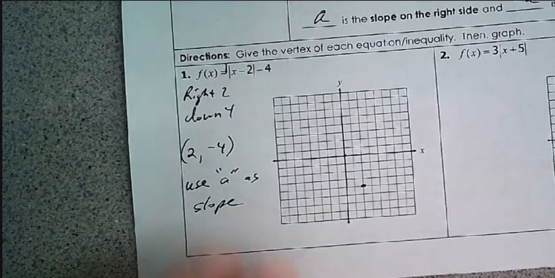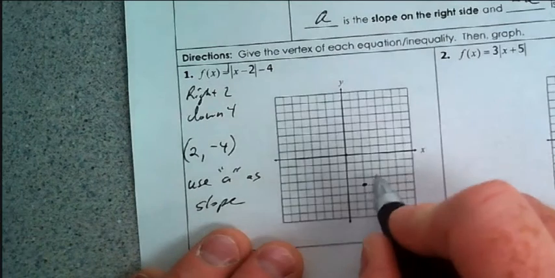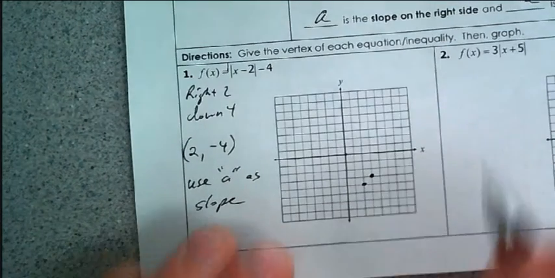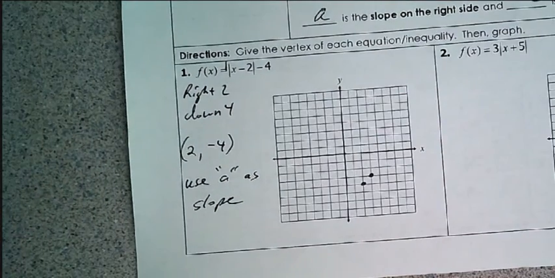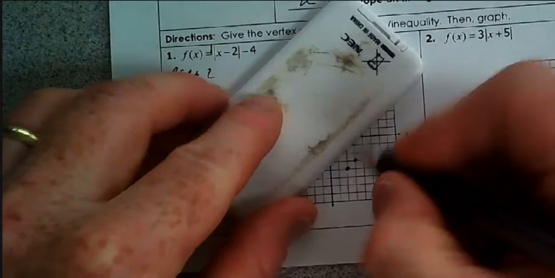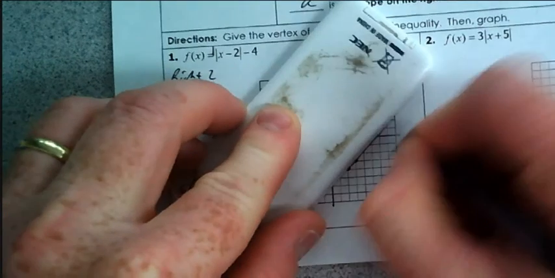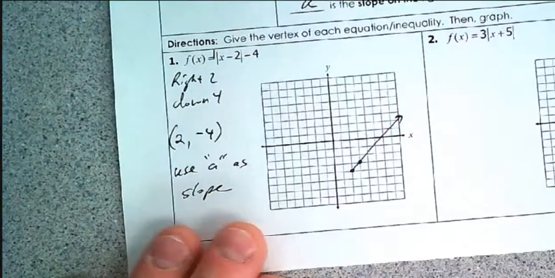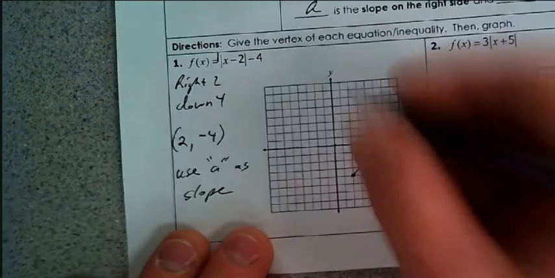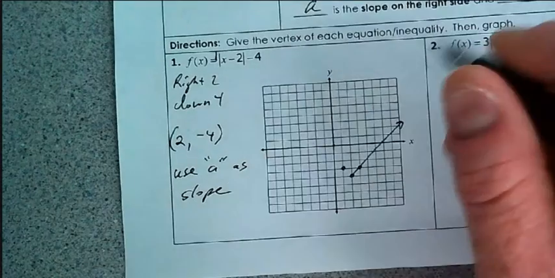So from this point, do up 1, right 1. Now, that's only half of the graph. That rhymes. That's only half of our graph. So how would we get the other half? Up 1, left 1. There you go. Up 1, left 1. Now I want you to think of it for a minute.